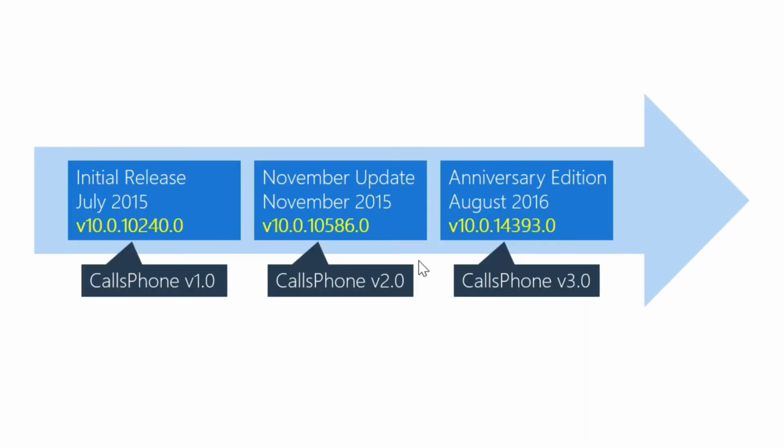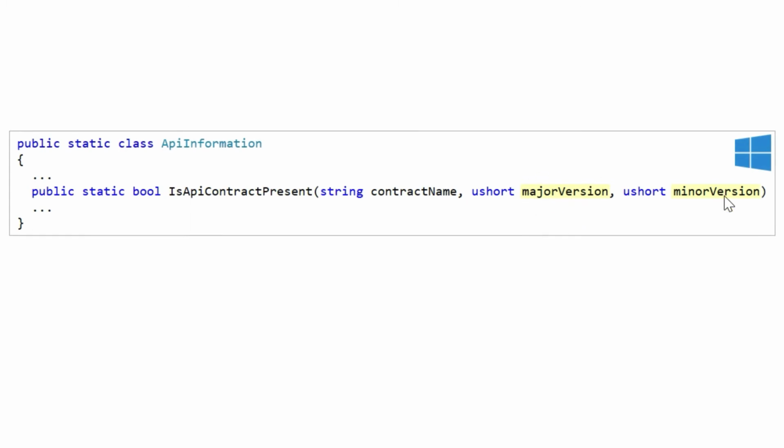Let me go back here to this slide. So we have things like calls phone v1.0. So 1 is the major version and 0 is the minor version. Those are the numbers that you would pass in here. We're going to be testing for API contract version. So our code is going to be asking, is API contract, and we're passing in the name here, and then 1.0, 2.0, 3.0, and so on. We are not testing for Windows versions.